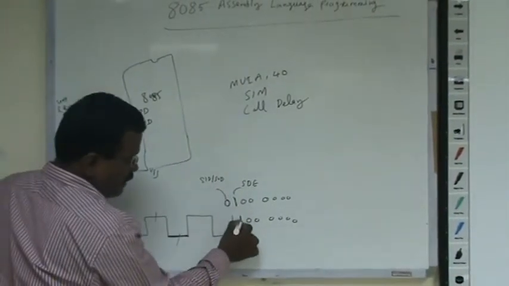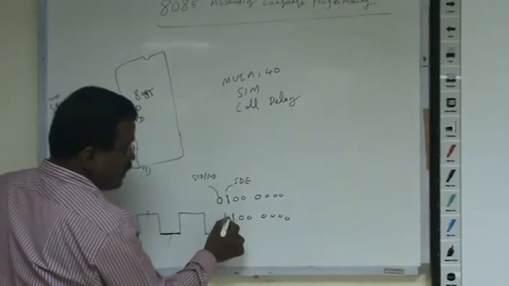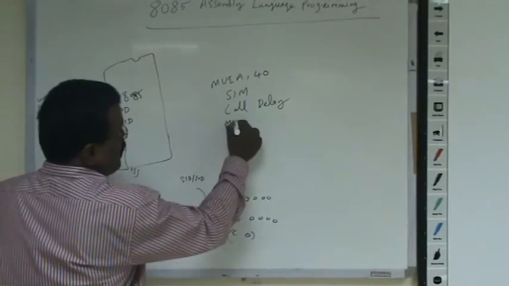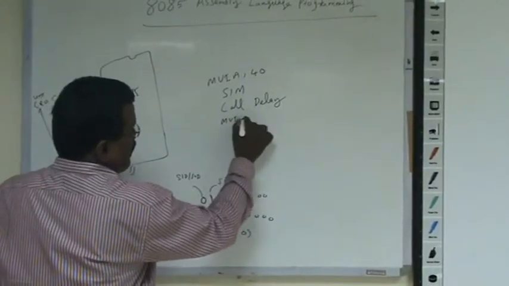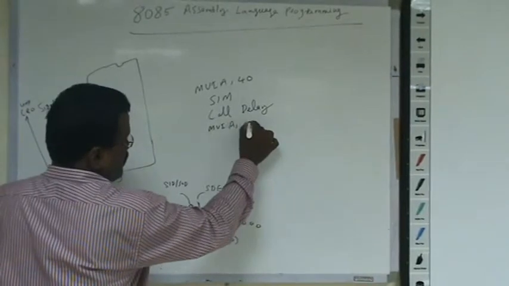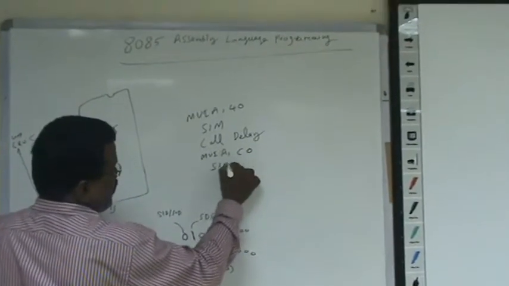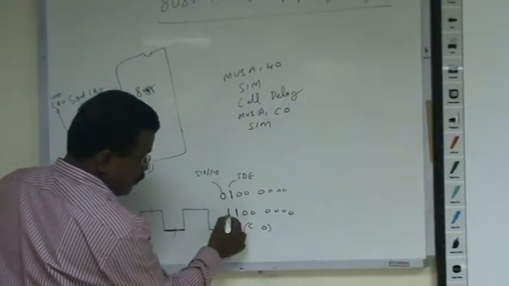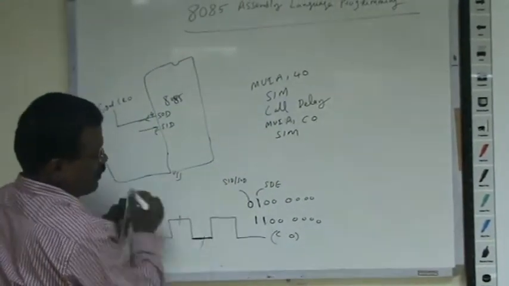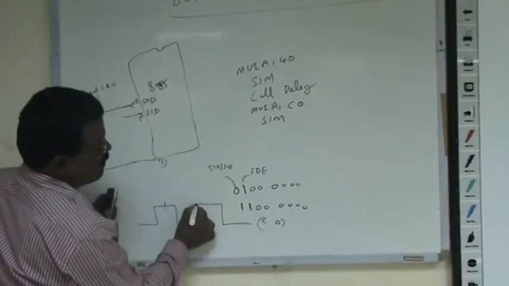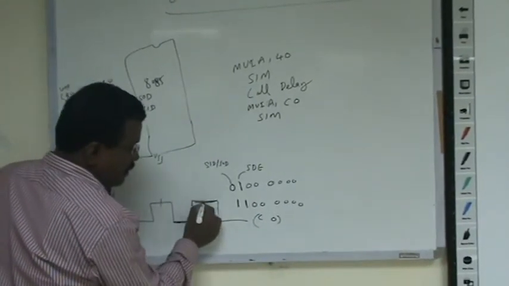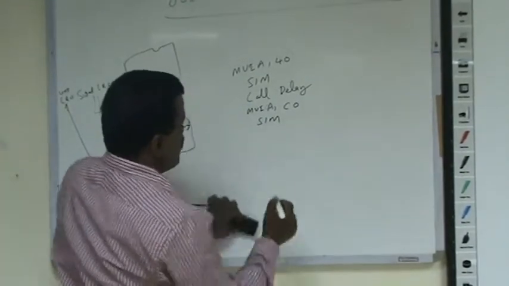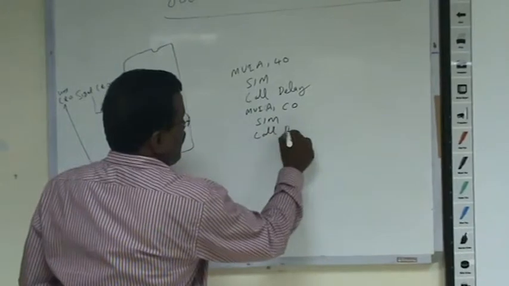Now you see, this is 1. If you move this data into the accumulator, what is the data? This is C0. So MVI A, C0, then SIM. If I execute SIM here, what will happen? Since this SOD is 1, this 1 is available at the 4th pin of the processor. So now the level will be raised. This should be retained for some time, which is equal to the on time of the square wave. So again I have to call the delay.